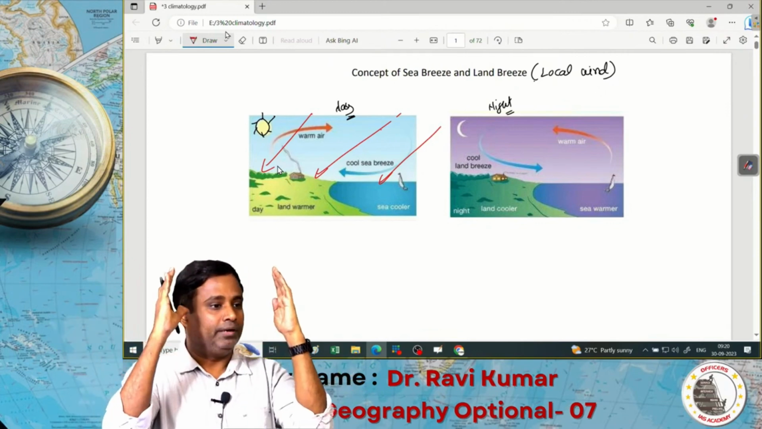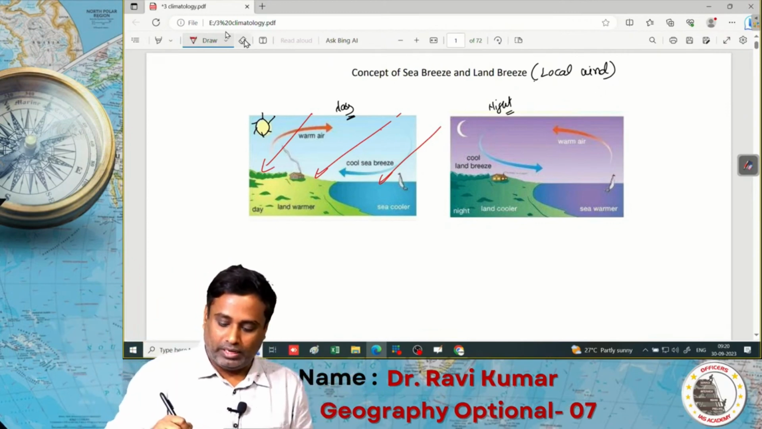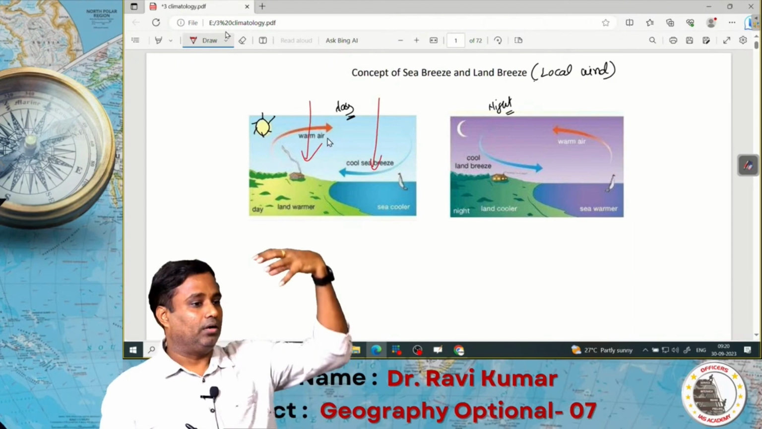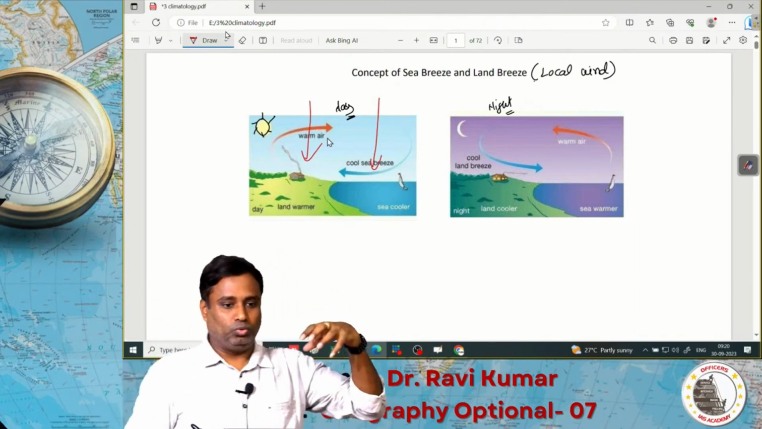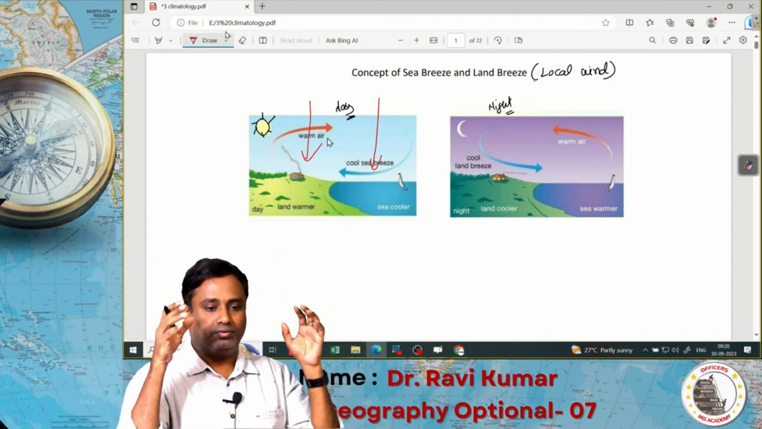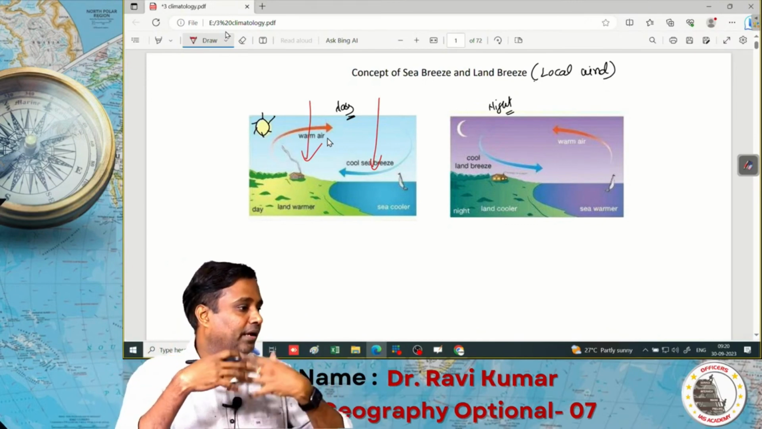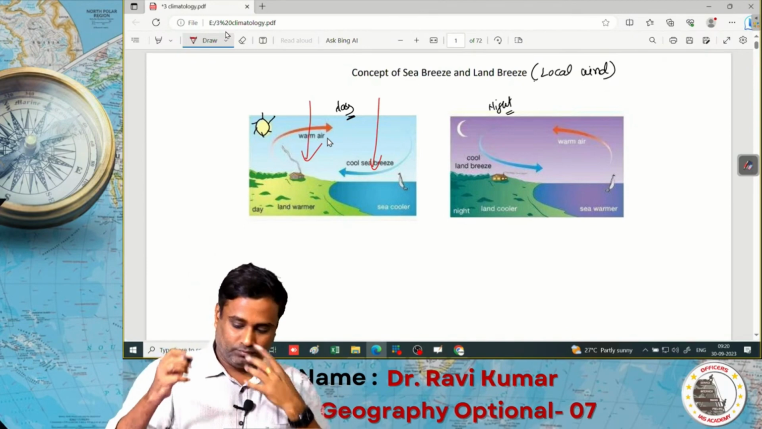Now the sun rises and we see midday. We have overhead sunlight at 12 noon. So the maximum amount of sunlight falls over the ocean and over the land, and maximum heat energy gets into the land.